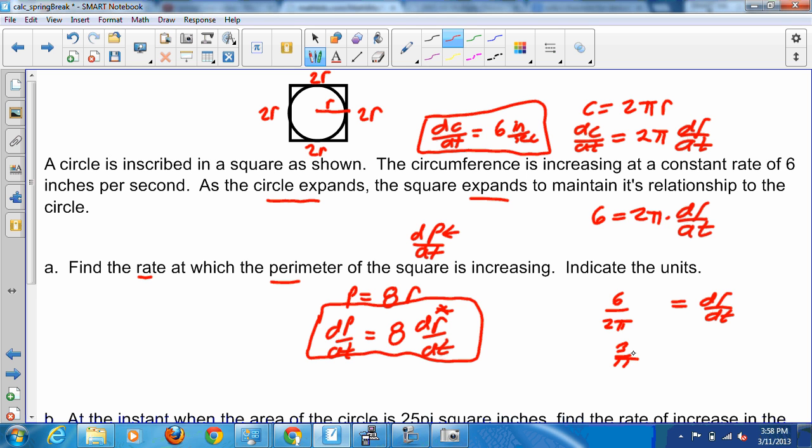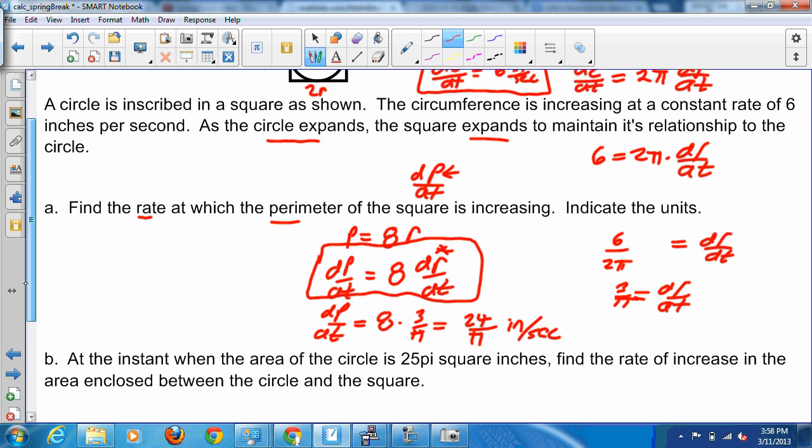Okay, so this is dr/dt, so we're going to put in that value there for dr/dt, so it's equal to 8 times 3 over pi, which is equal to 24 over pi inches per second. Okay.